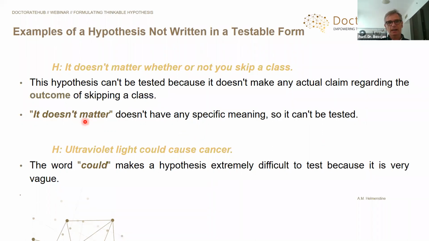Or here, ultraviolet light could cause cancer. I mean, don't use the word could because that's not clear. Just make it here, causes cancer, for example, if you would write to do that. But even that is extremely not simple anyway to prove. So be extremely specific. Never use words which are not clearly defined, which are not really clearly showing what you are trying to do. Because could is something we do not like.